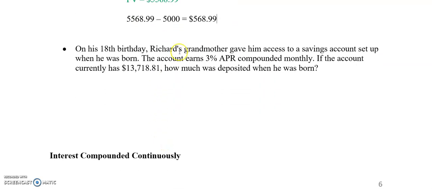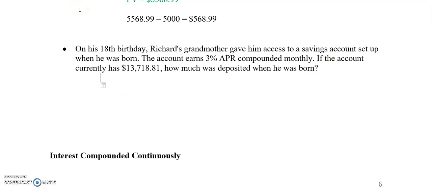On his 18th birthday, Richard's grandmother gave him access to a savings account set up when he was born. The account earns 3% APR compounded monthly. If the account currently has $13,718.81, how much was deposited when he was born? So again, we see that it's compounded monthly, so that tells me I'm working with a compound interest problem.